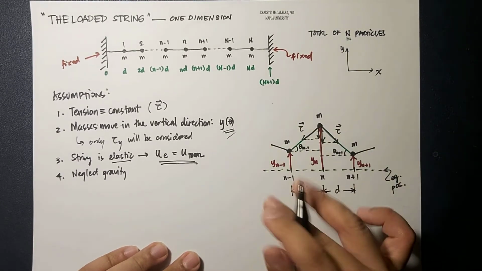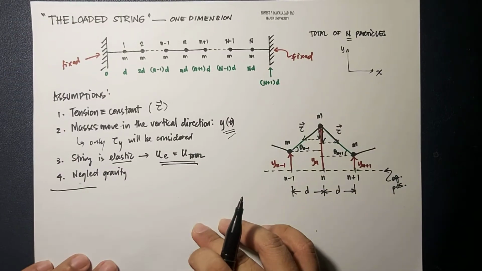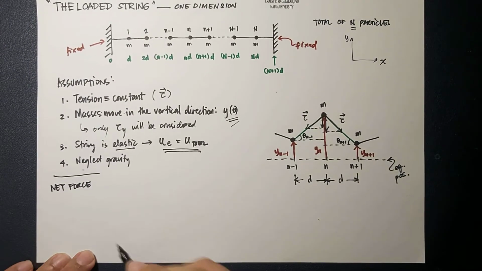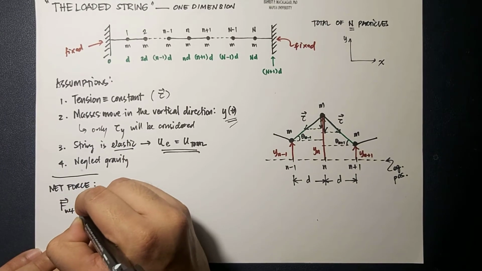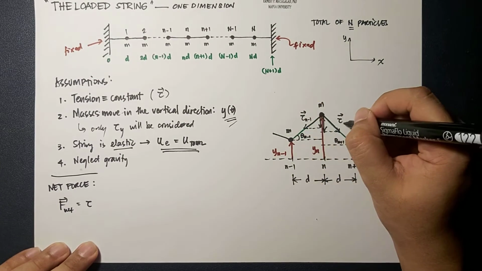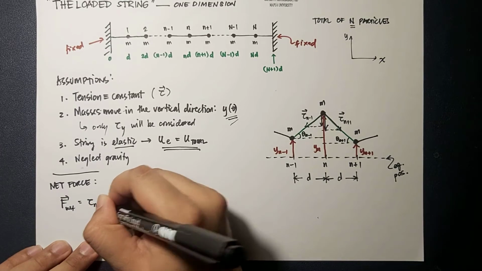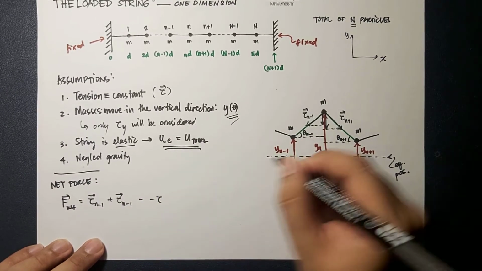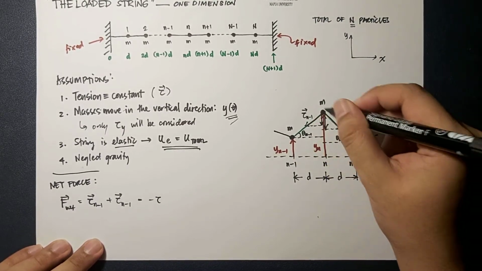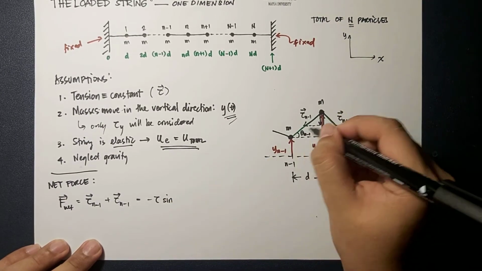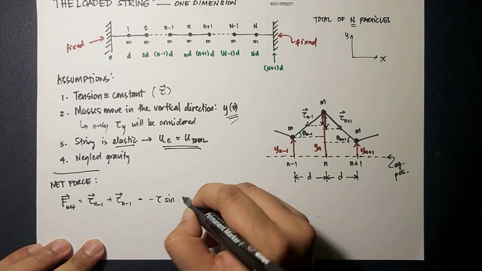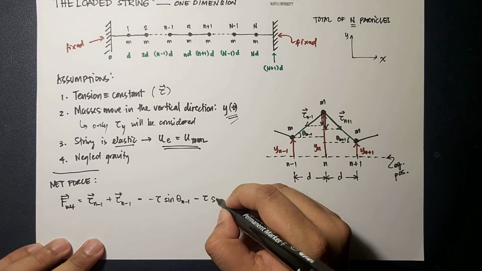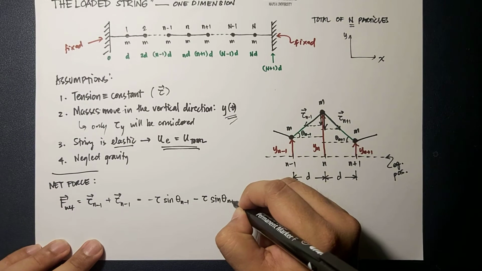Okay, so from here, the net force will now be equal to the tension by n minus 1 and the tension by n plus 1, which is equal to negative tau, where the magnitude of this is the same as this, times sine theta n minus 1, minus tau times sine theta n plus 1.